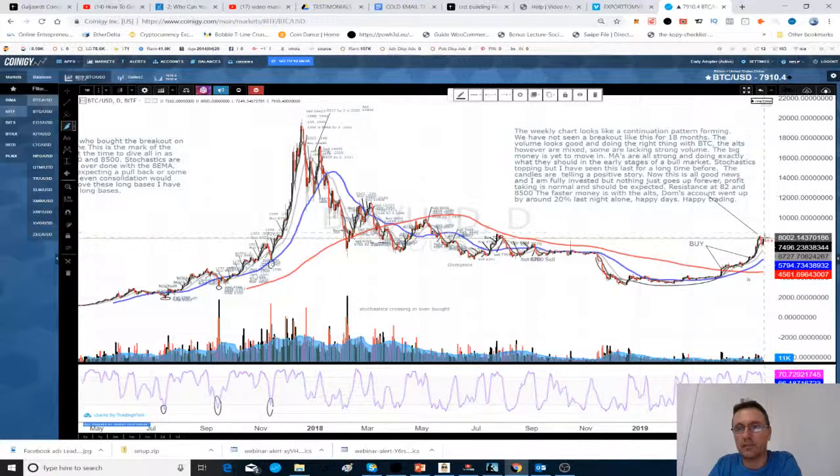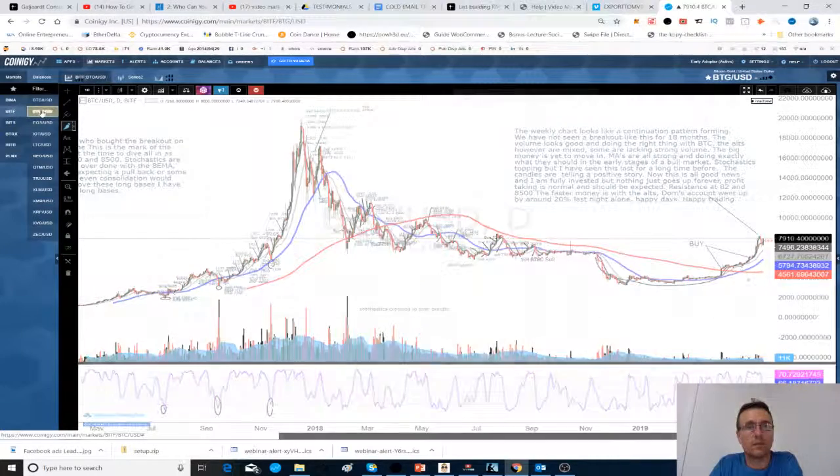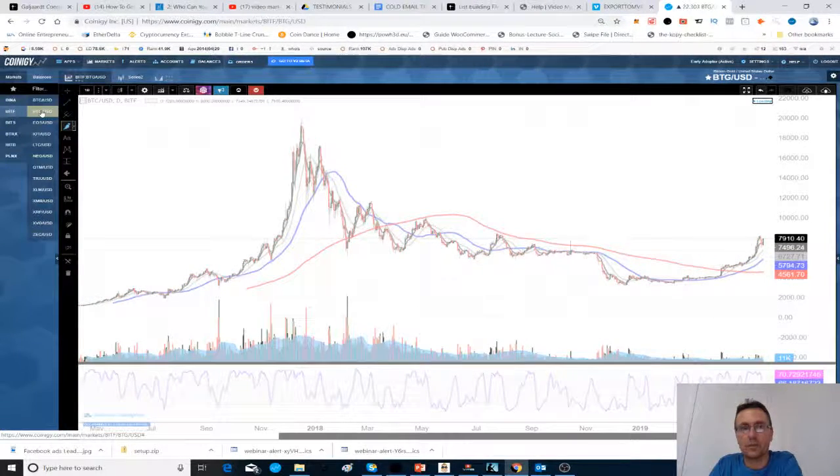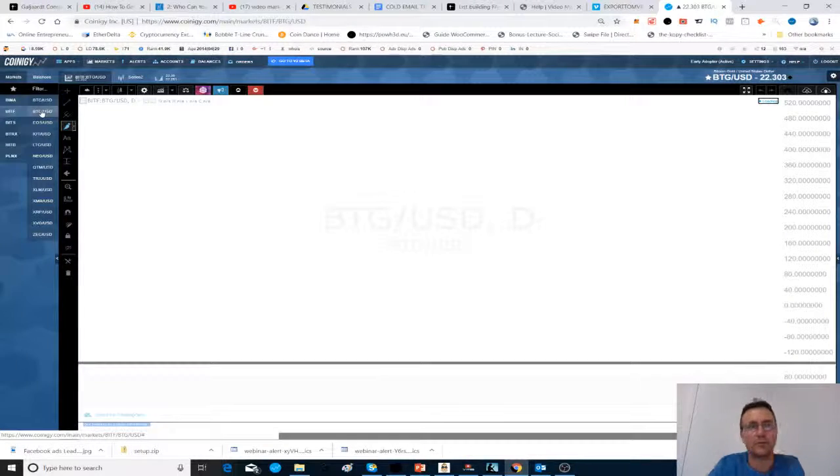There are resistance areas that I'm looking out for as well. But I do think that Bitcoin is doing the right things for a bull market, for a good move. I'll just go into a couple of others and we'll have a quick squiz at those. I'm in other markets too. Actually, I'm mostly in other markets than what I am in Bitcoin.